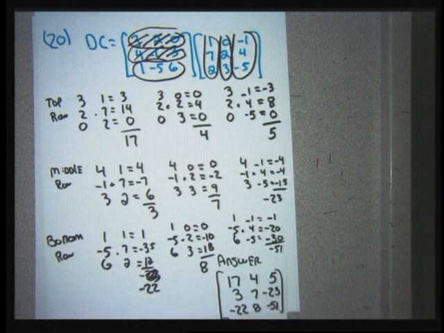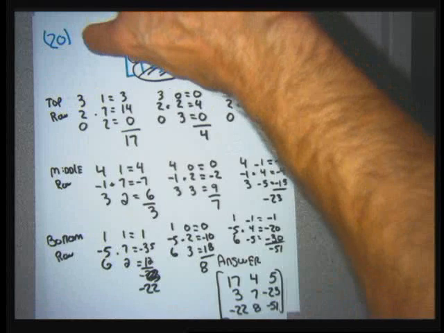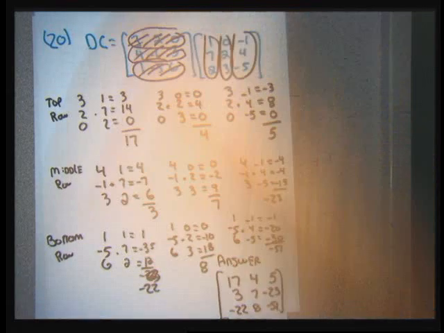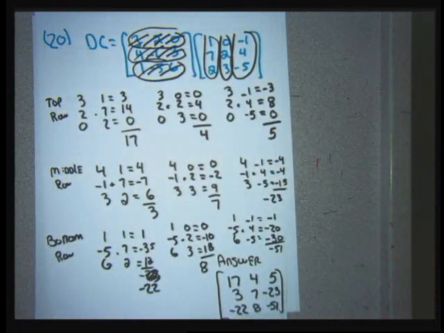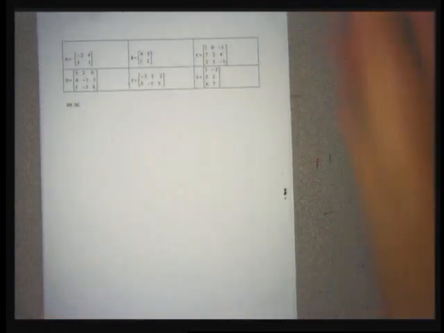So each individual component, you have to get one at a time by taking a row in the left matrix, putting it next to a column in the right matrix. You do the multiplications that are implied. After you're done with the multiplications, you do your addition. It's really a nuisance, matrix multiplication, to say the least. So that was 20.